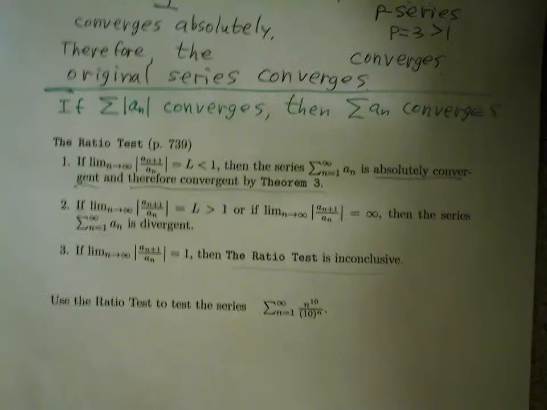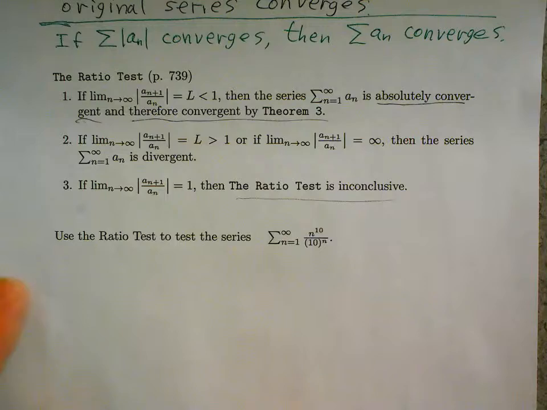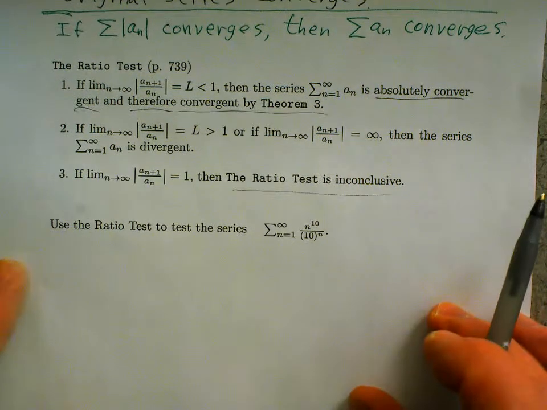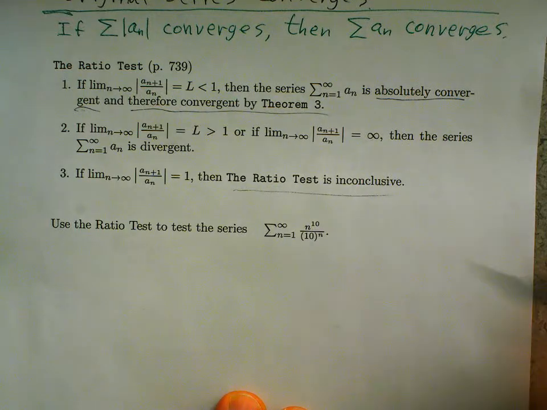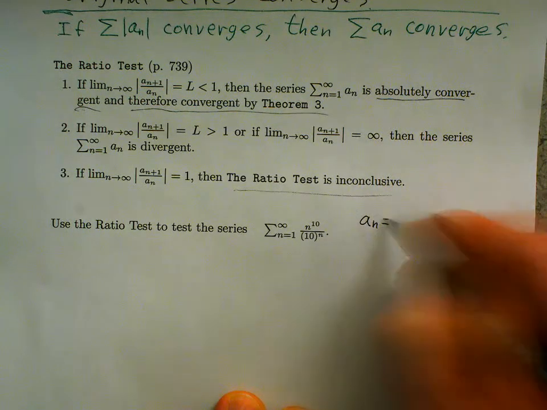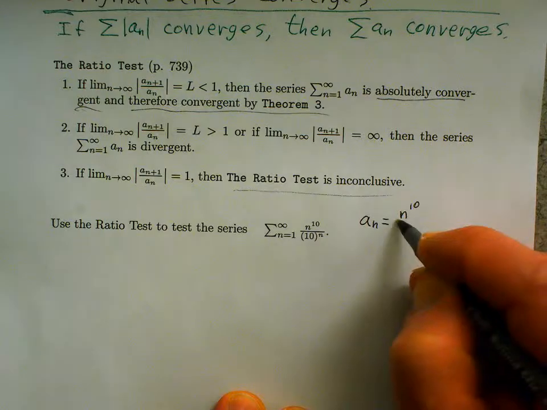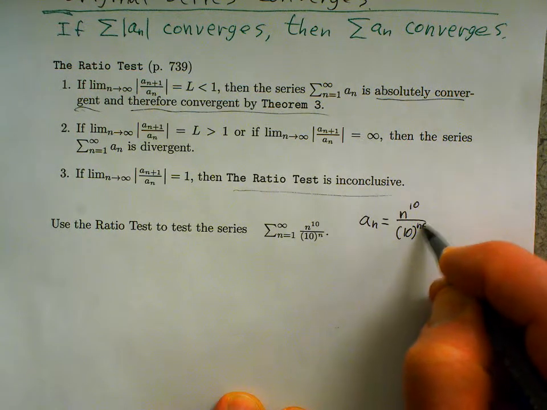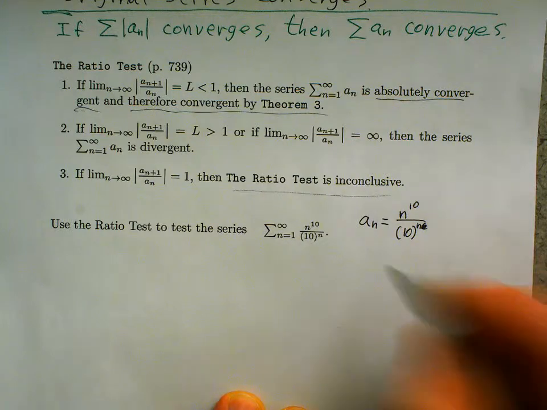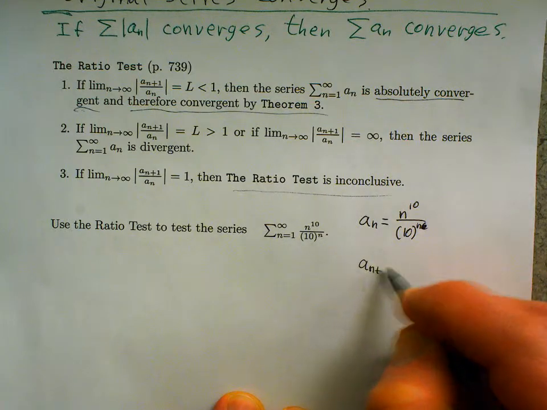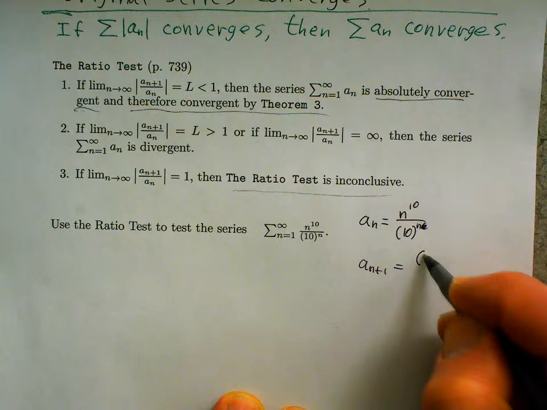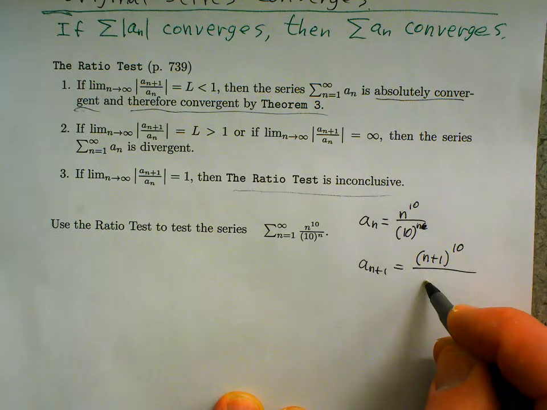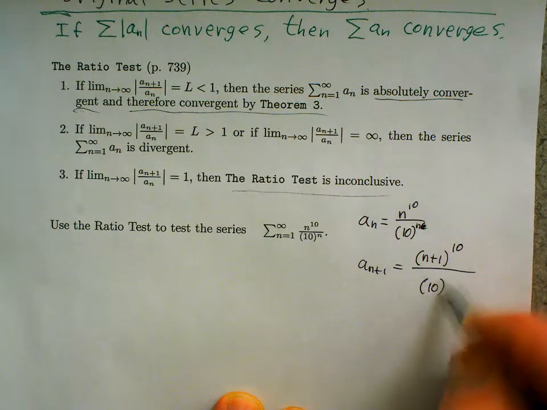Okay, so let's look at an example of a series and apply the ratio test. So the a sub n terms are n to the 10th over 10 to the n. And so the a sub n plus 1 term is the quantity n plus 1 to the 10th over 10 to the n plus 1.